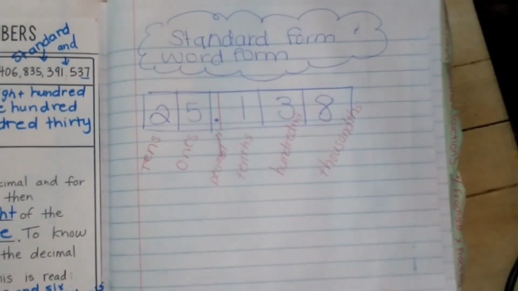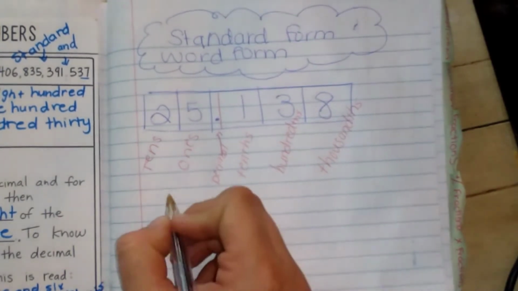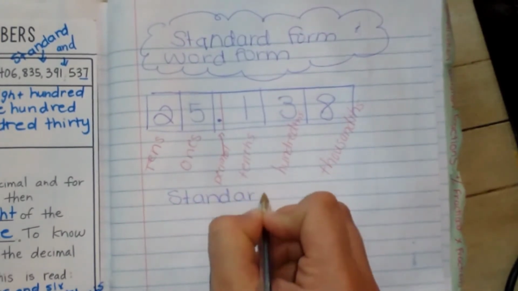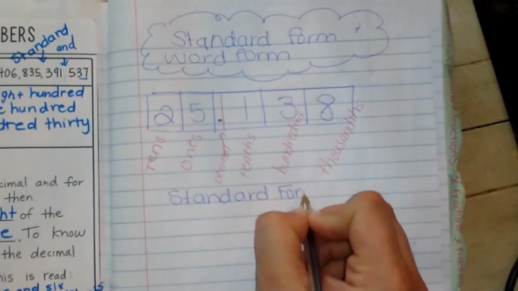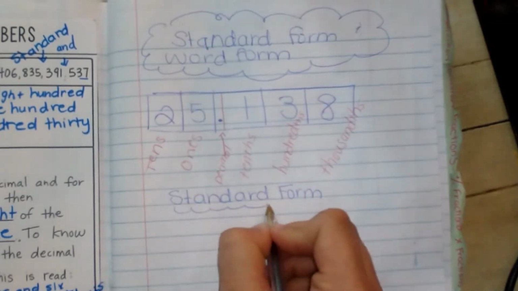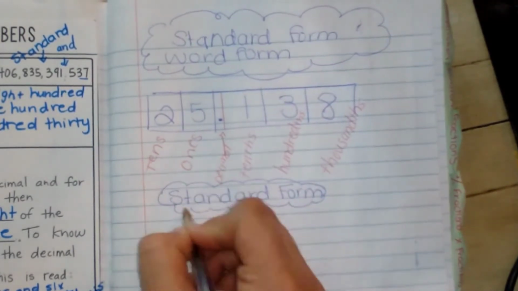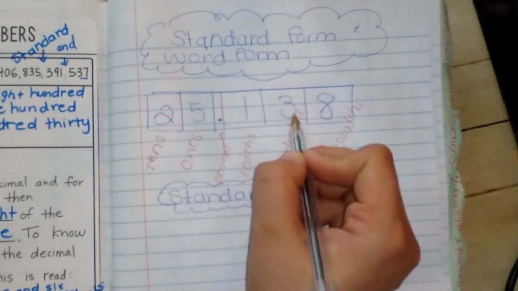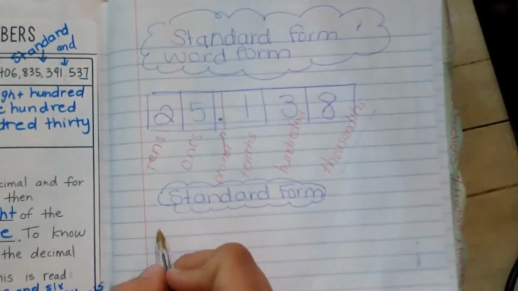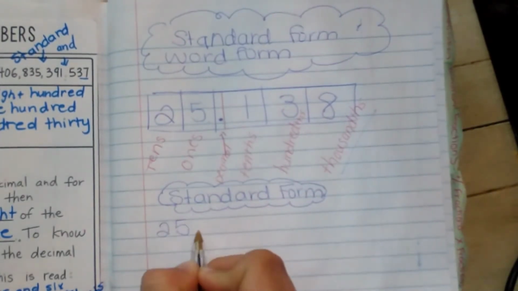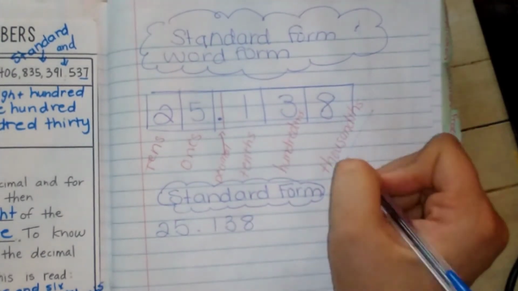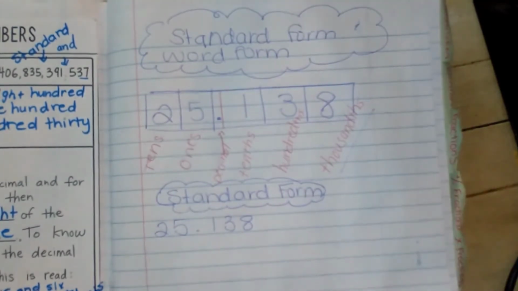So I'm going to get my other pen, and I'm going to write it in standard form, which is just the number. Now, the way that I would say it is 25 and 138 thousandths. Remember, I say the whole number and then the decimal place name that it ends on.